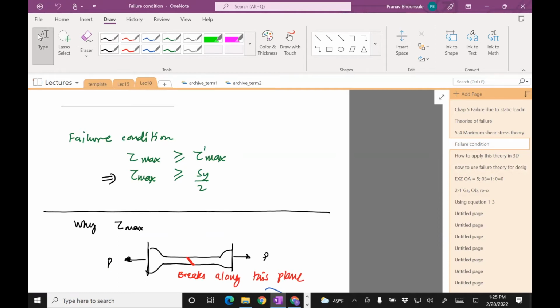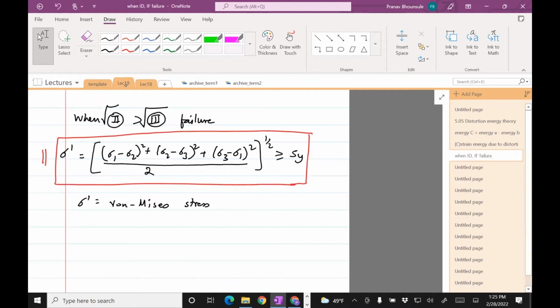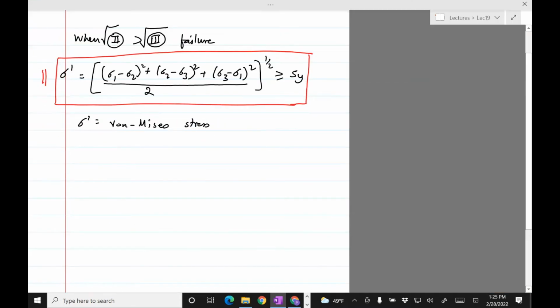Okay, now let's see what that contour looks like for a 2D case. So this is what it looked like for maximum shear stress. The area under the yellow is the safe region. If your stress is outside that region, it's failure. So we can do something similar for von Mises stress. So let's do the 2D case. Distortion energy, we call that DE, we abbreviate it here and then use that.